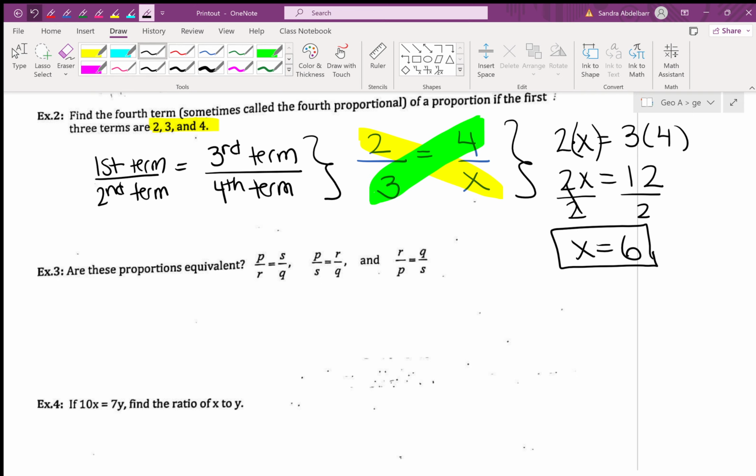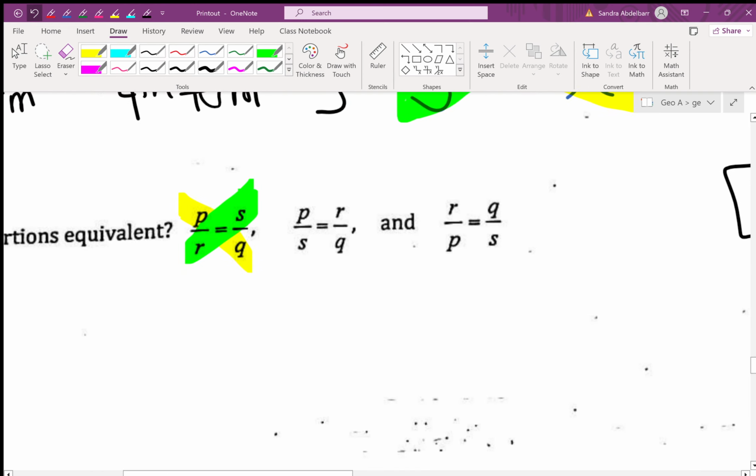All right, are these proportions equivalent? The way you check to see, since these are all variables, the way you can see if these proportions are equivalent is to cross multiply and check to see if your products are the same. So if I'm cross multiplying this first one, we're going to get P times Q is equal to R times S. Do we agree?